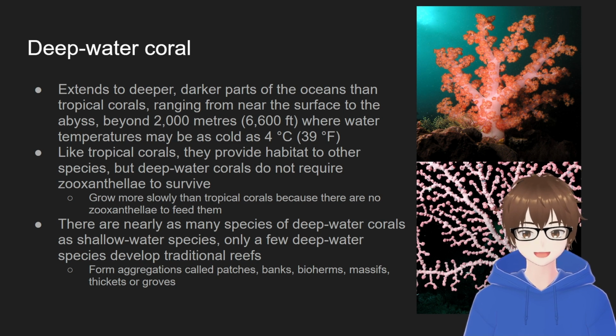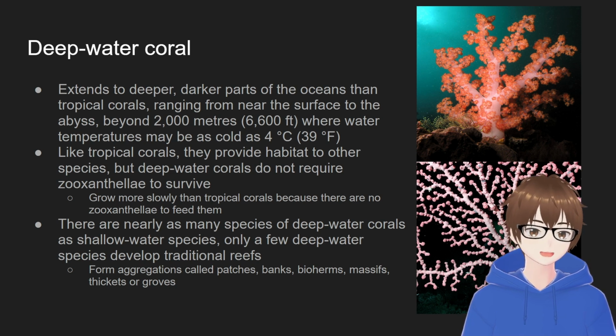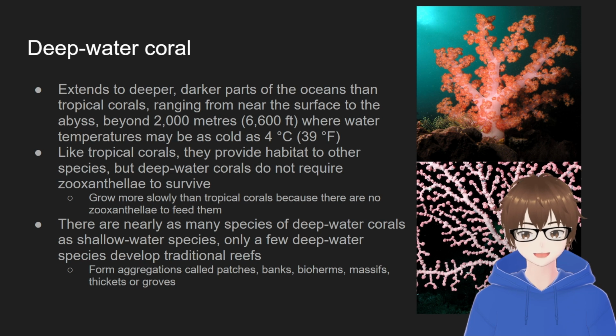Deepwater corals do not require algae to survive, and they grow more slowly than tropical corals because there are no algae to feed them. There are nearly as many species of deepwater corals as shallow water species. Only a few deepwater species develop traditional reefs. So whenever you look at the deepwater corals, there are not very many reefs down there. But some form aggregations called patches, banks, bioherms, massifs, thickets, or groves. So there might not be a traditional reef, but they do kind of form in groups sometimes.